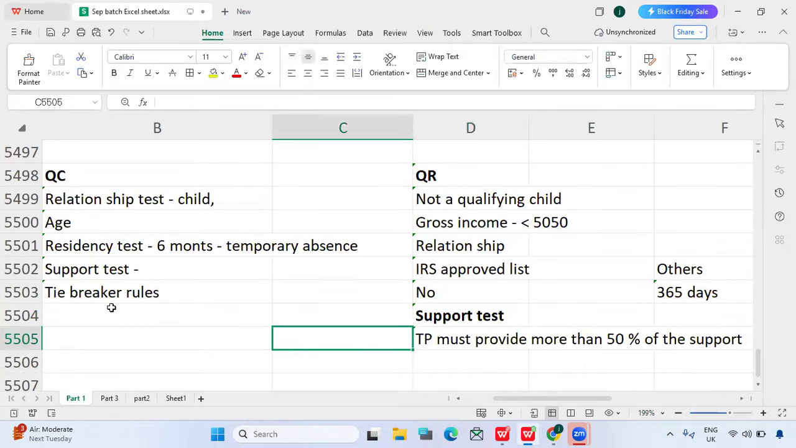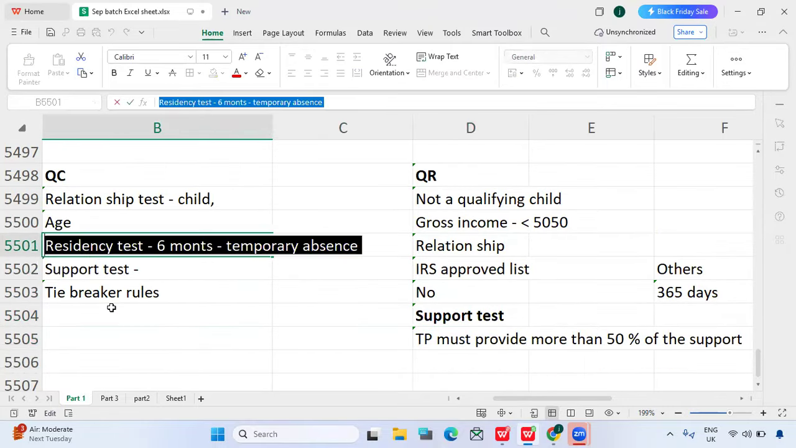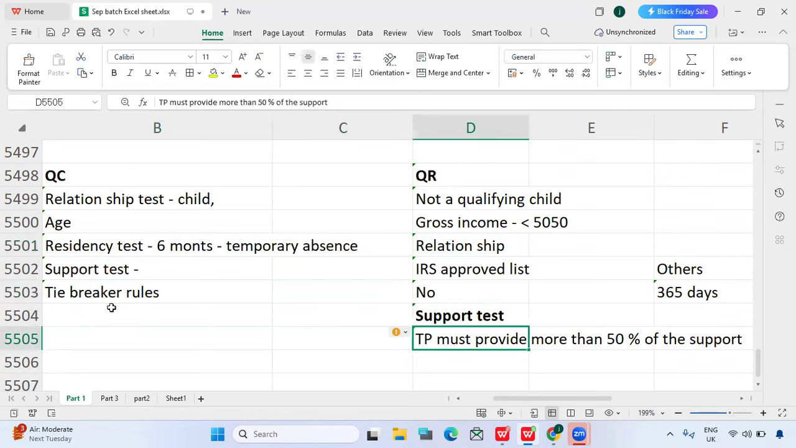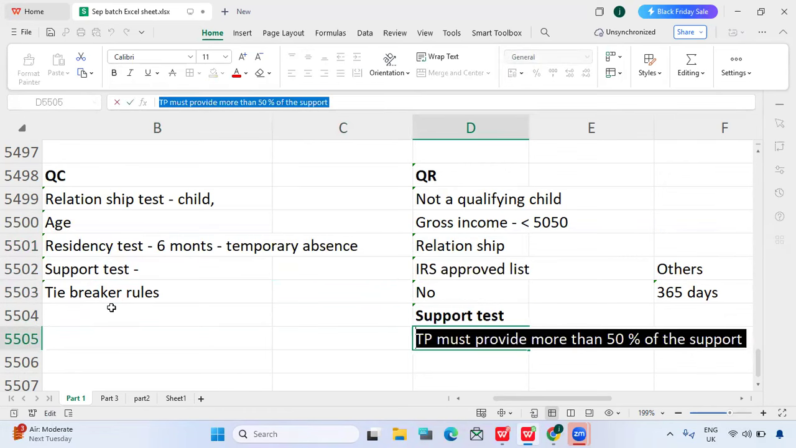But here, even though the parents are not providing more than 50% of the support, that is fine. But for other relatives, the taxpayer alone must provide more than 50% of the support. Then only will we consider the person as a qualifying relative on the tax return, in the taxpayer dependency rule. So this is an important area.